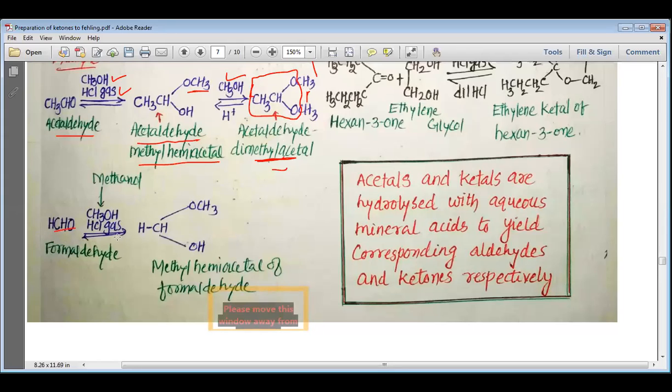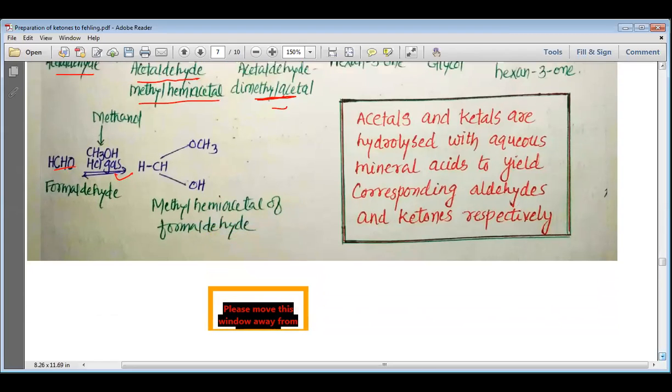Same way, if we have formaldehyde and we allow it to react with methanol in the presence of hydrochloric acid gas, we simply get the methyl hemiacetal of formaldehyde. So here, this is the methyl hemiacetal of the formaldehyde. You can even represent this compound in this manner. You can write it this way, my dear students: you have H, then O, this is your CH2, and then you have OCH3.